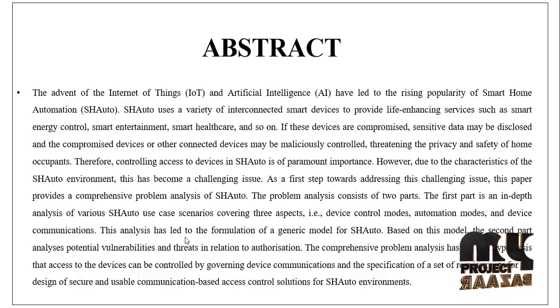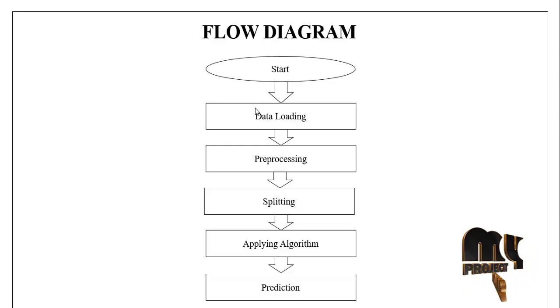The other one leads to the formulation of a generalized model for smart automation. Based on that model, the second part analyzes potential vulnerabilities and threats, relying on a risk identification process. The comparative problem analysis led to an assessment of access control for device communication and the specification of a set of requirements for the design of a secure and usable communication-based access control solution for the smart automation environment. Our project flow structure.